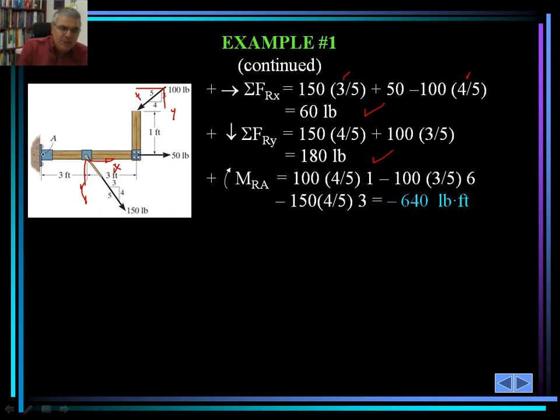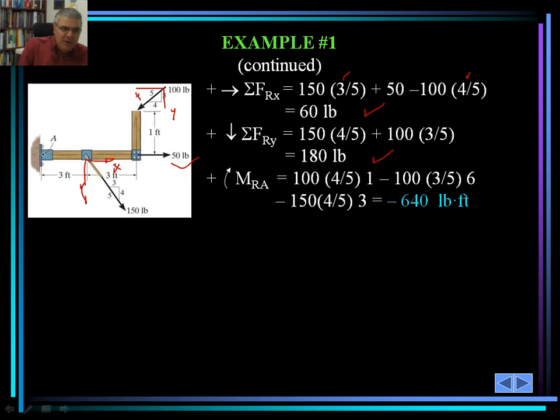So that would be 180. Note that we didn't set this to 0. We're just summing them up. Then the summation of moment about A is also calculated, because as you can see, this force doesn't contribute to any moment about A. This component of the 150-pound force doesn't contribute to that either.